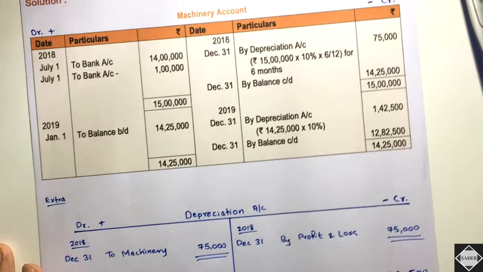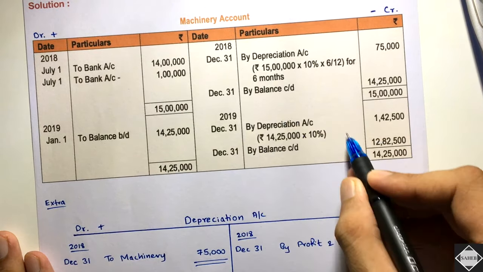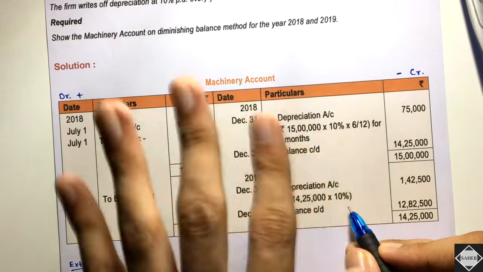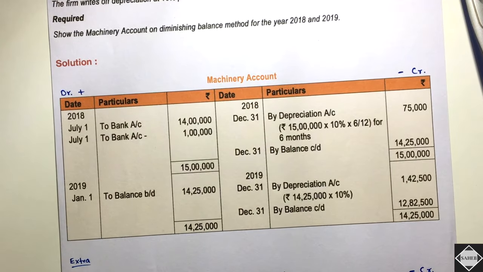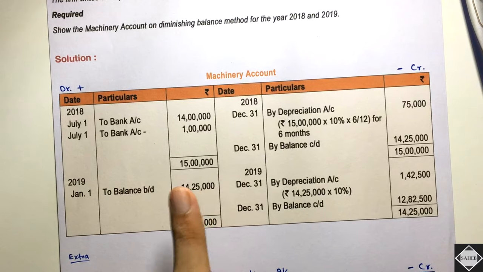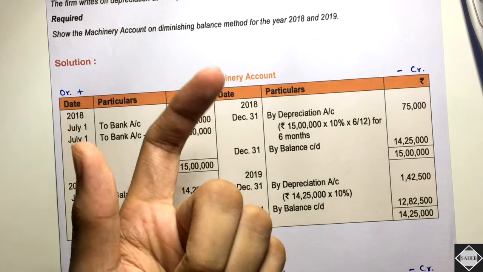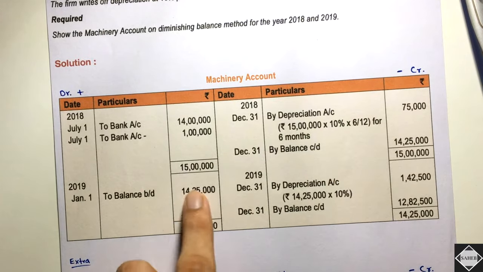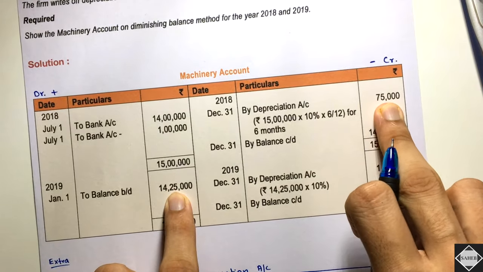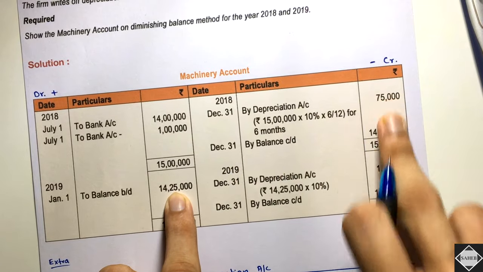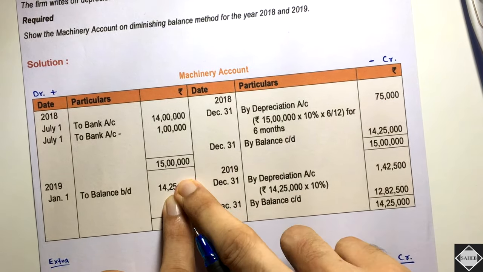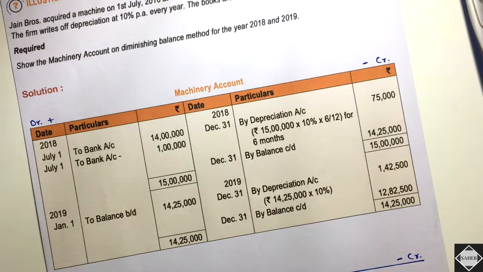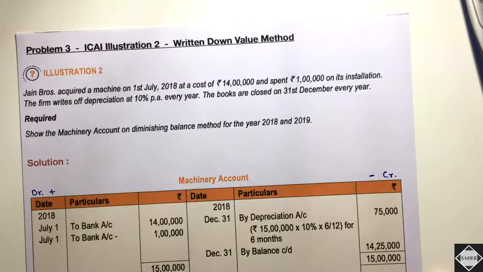So this is how you will be doing it. So what was the difference? The only difference was when we calculated the depreciation over here, we calculated 10%, not on 15 lakh. This is not straight line method. We calculated on the WDV. What is WDV? Cost minus accumulated depreciation. Whatever depreciation you have charged up till now. Up till here, we had charged only the 75,000 depreciation. So 15 lakh minus 75,000 was 14,25,000. So on 14,25,000, you charge the depreciation in the second year. Is that clear? So this is how you have to solve this. It's really simple and straightforward.